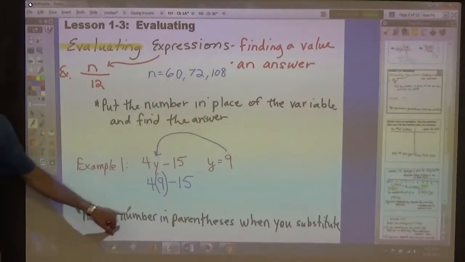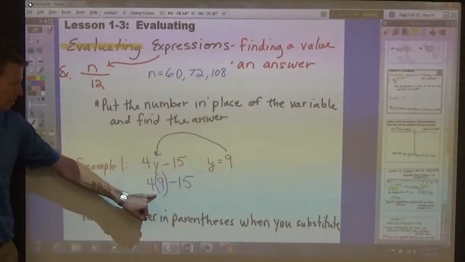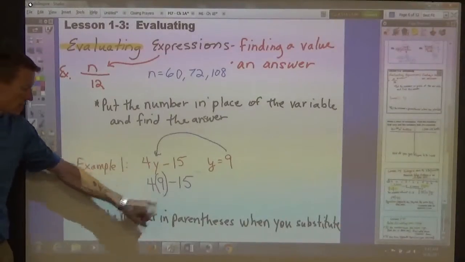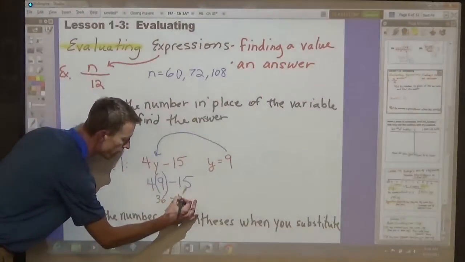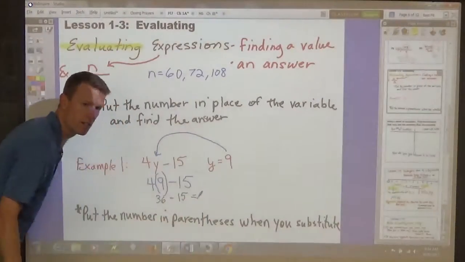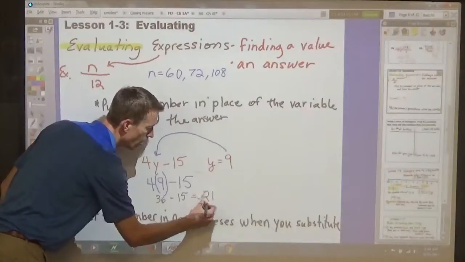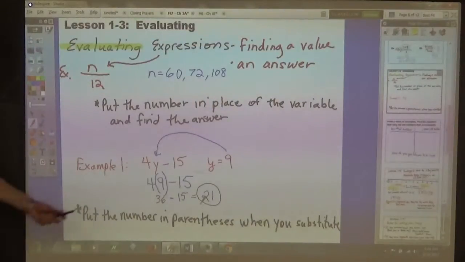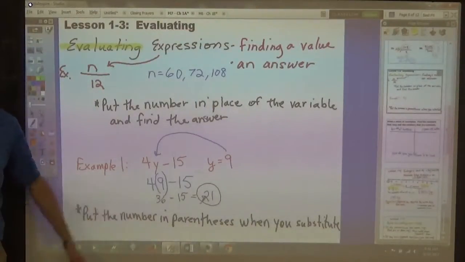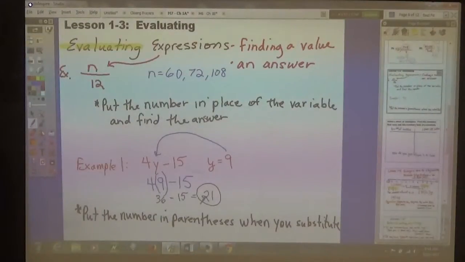Now we know what to do with the 9. And you can evaluate this. 4 times 9 is 36. 36 minus 15 is 21. Okay? Any questions on evaluating one like this? Always put it in parentheses. Okay?